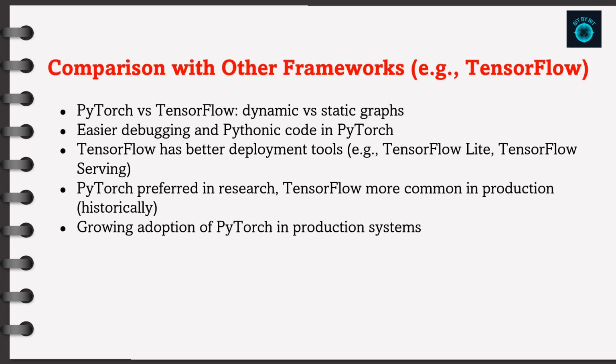TensorFlow originally used static graphs. The graph had to be defined before running the model. This made it less intuitive, especially for Python developers. However, TensorFlow 2.0 introduced eager execution, which is more dynamic.